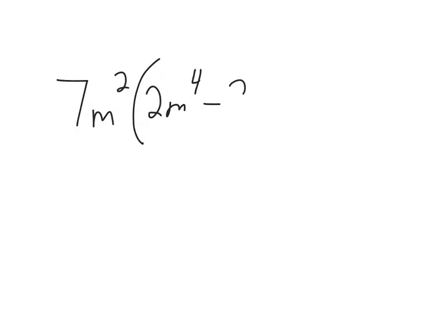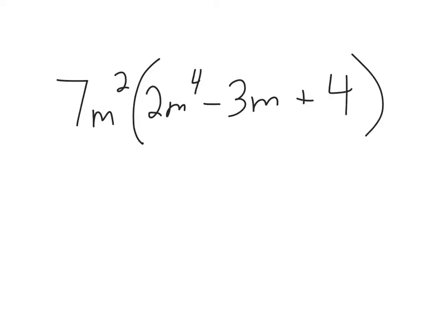I am looking at page 44, and I'm looking at number 25. So looking at the review section, number 25 towards the bottom of page 44 shows you this. It shows 7m squared, and we are multiplying that by 2m to the fourth minus 3m plus 4.